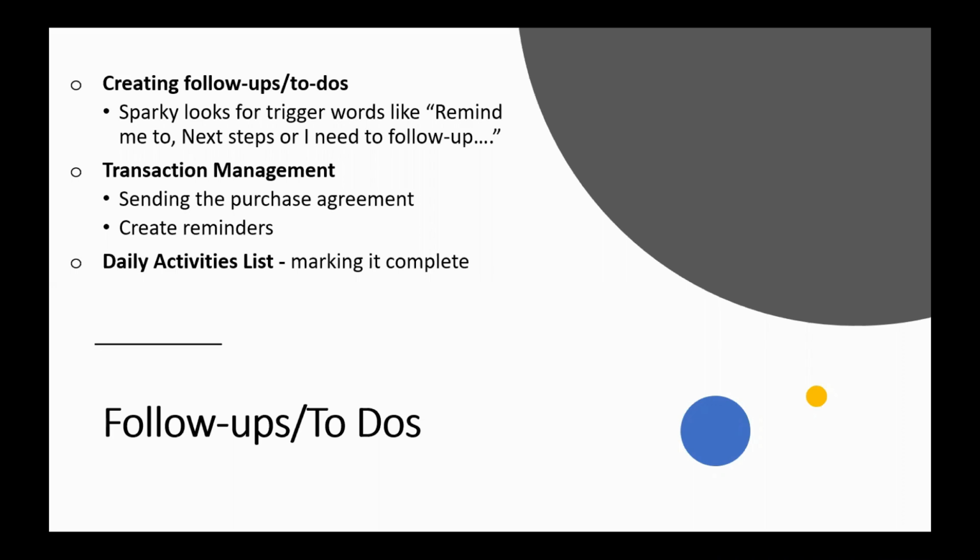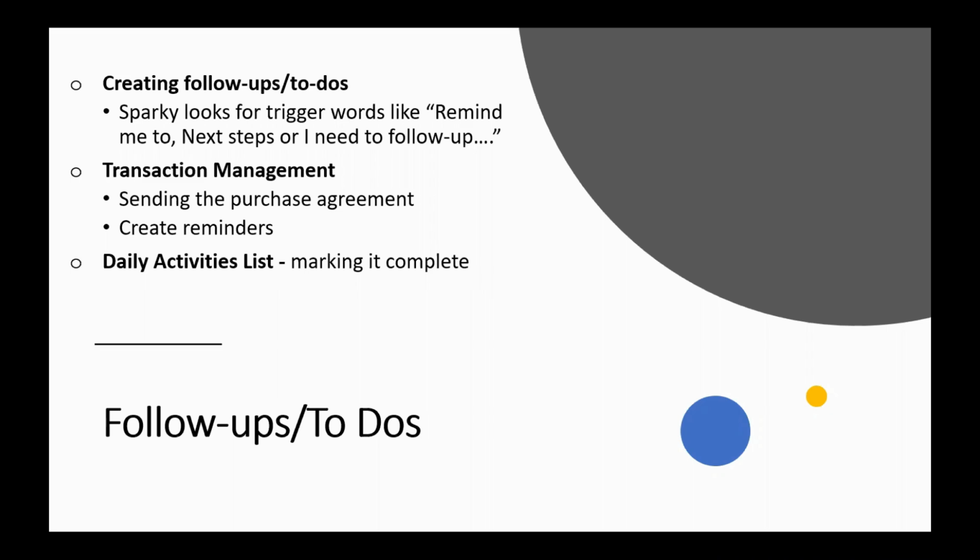Now, as far as follow-ups and to-do goes, let's say you share information with Sparky and it can't necessarily throw it on your calendar for you. Like if you were to just go ahead and text Sparky saying, remind me to follow up with this person, but you don't give it a time or a date or any framework as to when you want that task completed by, it understands that that's a task that still needs to be done, but it can't throw it on your calendar to remind you.